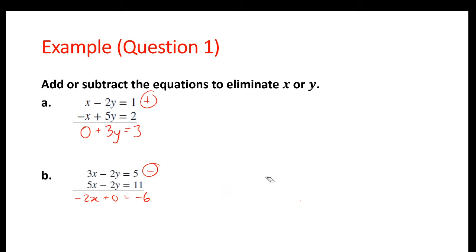Okay. So as you can see in both of those, we started with x's and y's, and in the last line, I've only got a y left over. I've only got an x left over. Okay. So it doesn't matter which one we try to eliminate, but we can eliminate either one. Okay. So that's what question 1 is asking you to do.